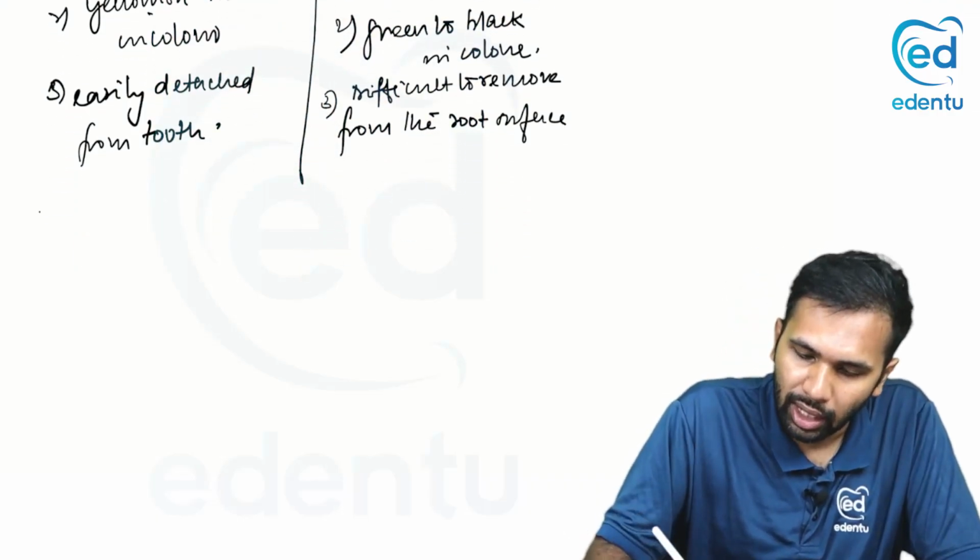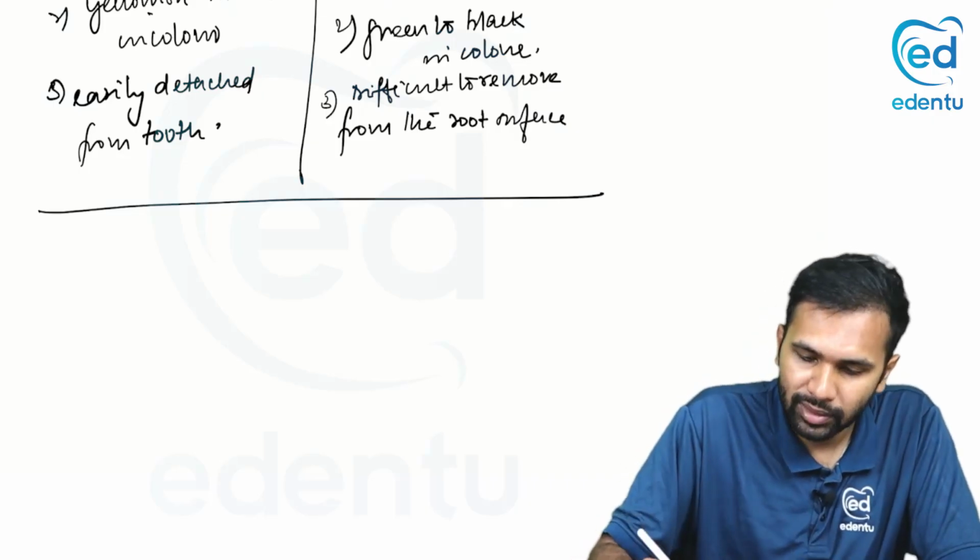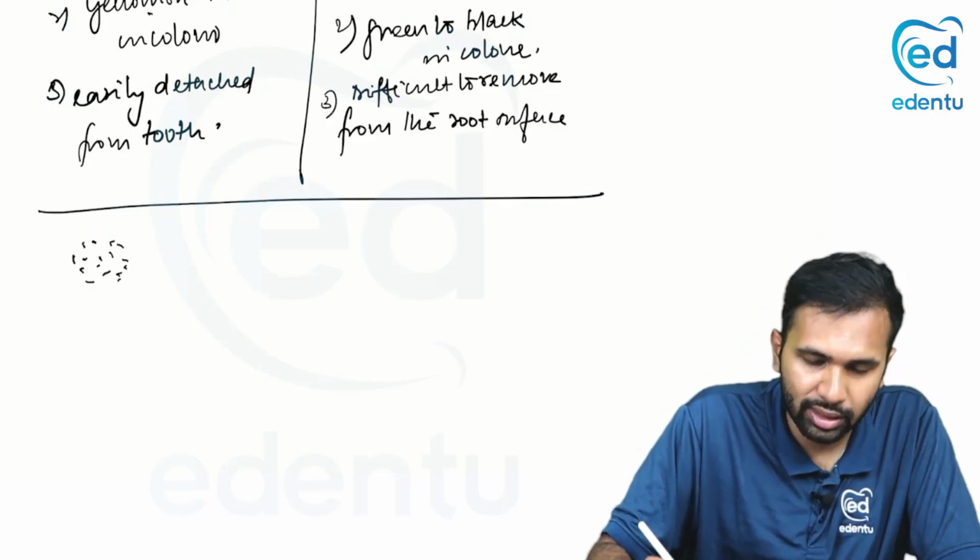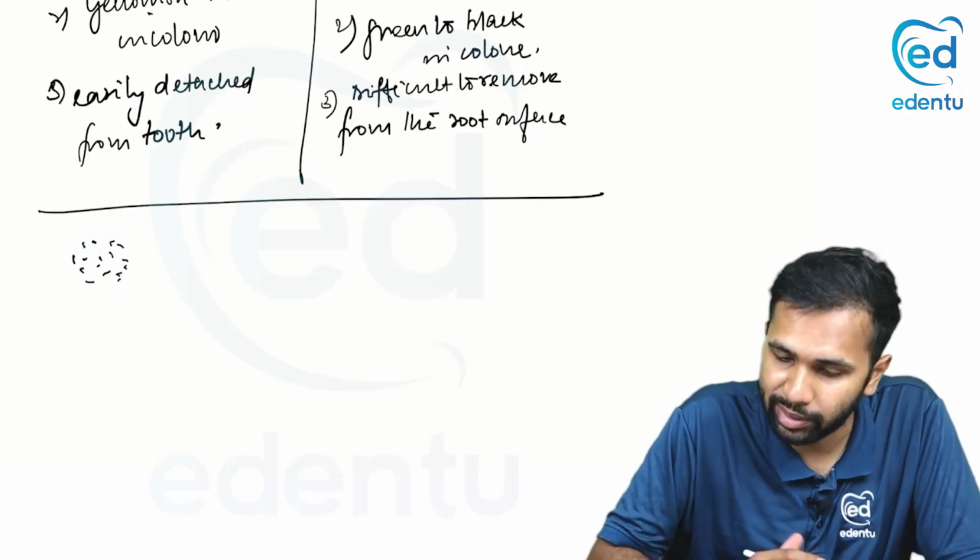Now, how the supragingival calculus forms is, let's say your plaque is present on the tooth surface, on the enamel surface.